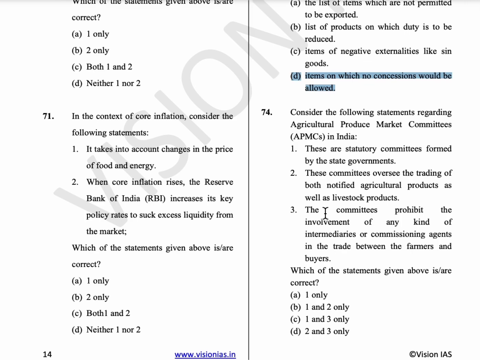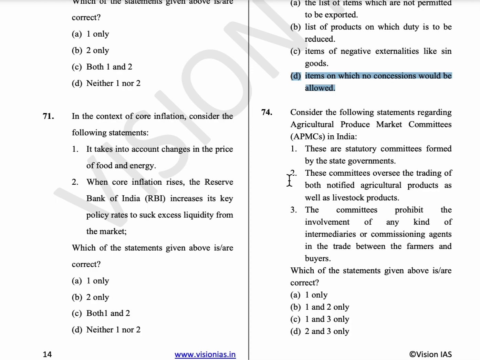74th question, consider the following statements regarding APMCs, that is Agricultural Produce Market Committees. So first statement is it is a statutory committee formed by the state governments. First statement is correct. Second statement is these committees oversee the trading of both notified agricultural products as well as livestock products. So second statement is also correct.